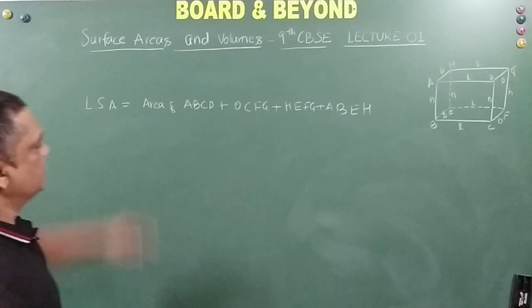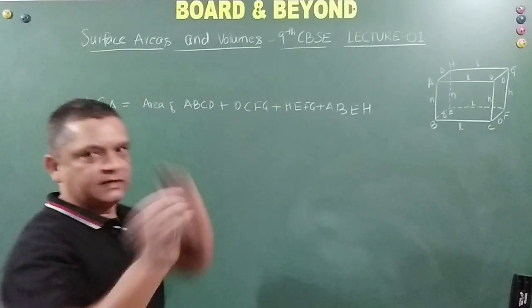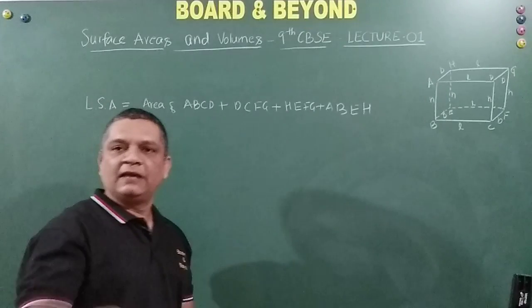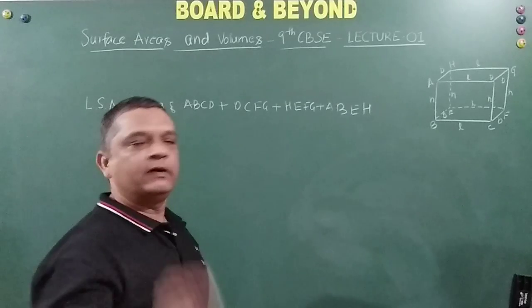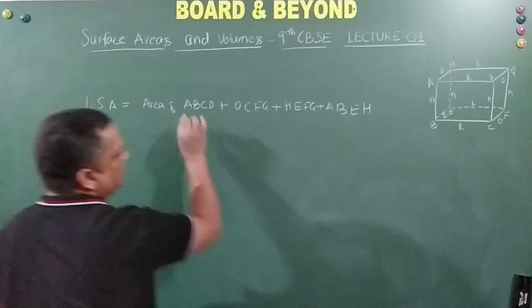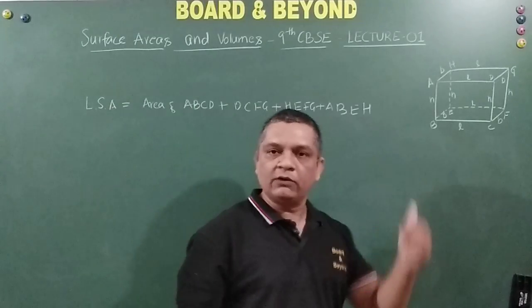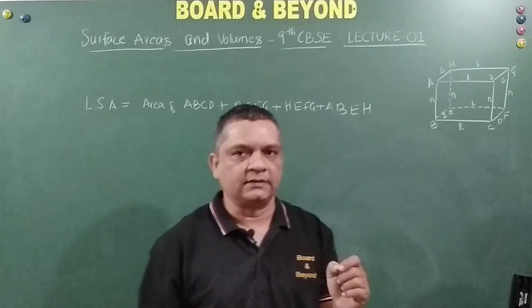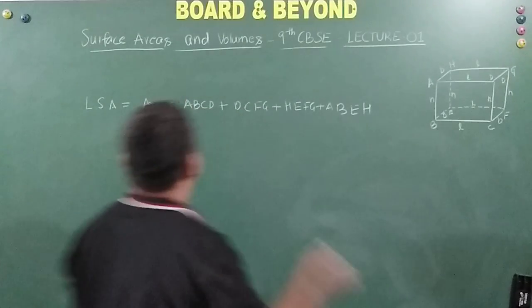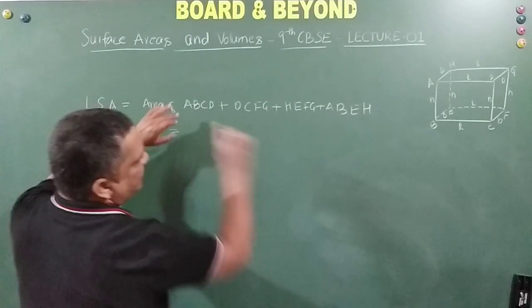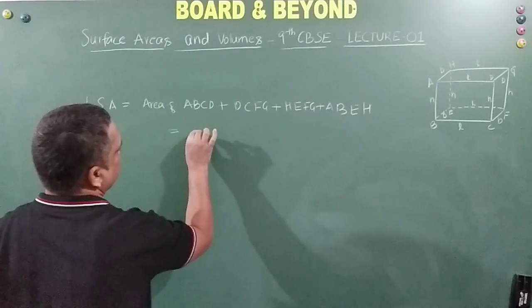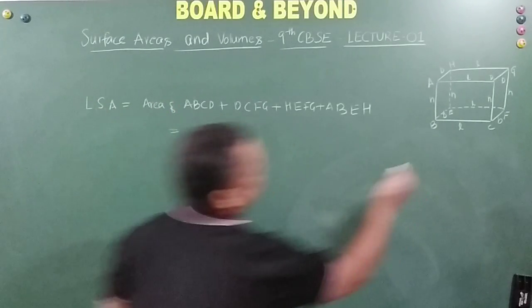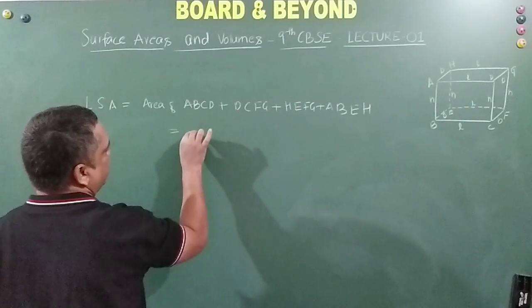You are getting it? So these are the four walls. The sum total of all these areas will give me the lateral surface area of a cuboid, right? So all these, as I said earlier, are rectangular faces. So area will be length into breadth, correct? Right. So ABCD is nothing but L into H. You are getting it?